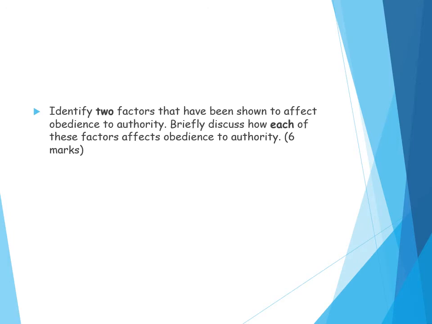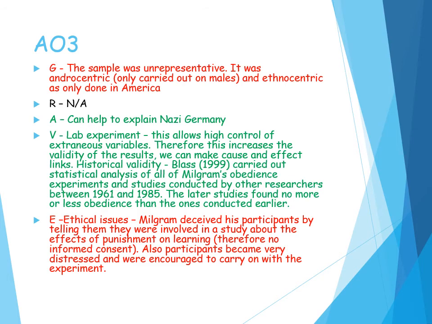So, identify 2 factors that have been shown to affect obedience to authority. Briefly discuss how each of these factors affects obedience to authority. So, 2 marks for your identification, so it could be either proximity, uniform, or location, and then your 4 marks come from explaining how they affect obedience to authority. So if we're to evaluate it, it's quite difficult to generalise the findings because the sample is unrepresentative. It lacks population validity. It was androcentric, only carried out on males, and it was ethnocentric, only done in America. So therefore it's culturally biased and gender biased.